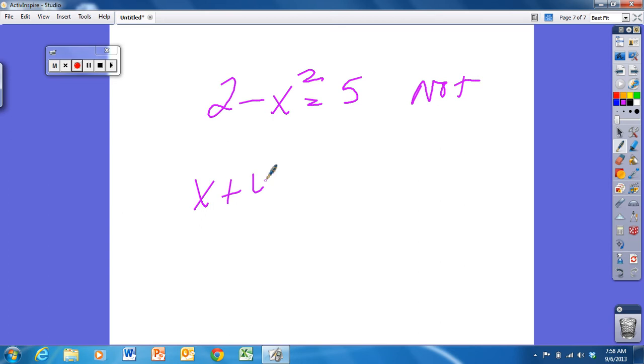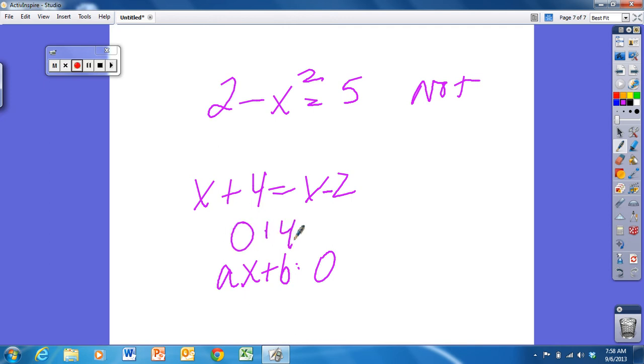X plus 4 equals x minus 2. That is actually not linear, because when you try to put it in the form ax plus b equals 0, when you get everything on one side, you end up with 0 plus 4 equals -2, which is not a true statement. So this is actually not linear, and there is no solution to it.